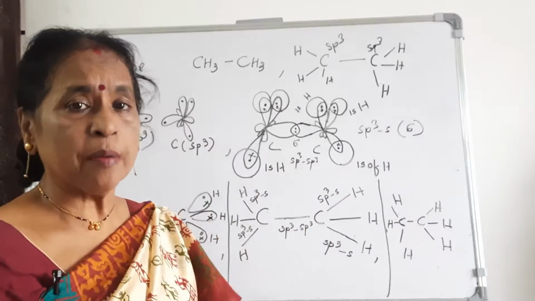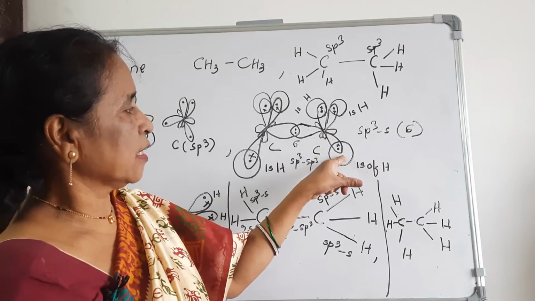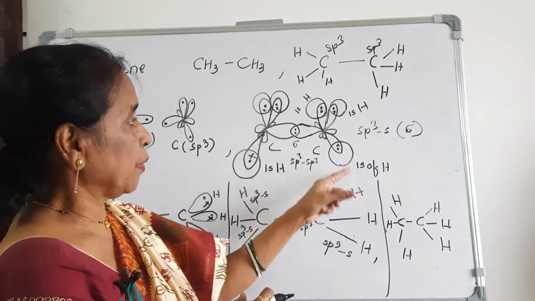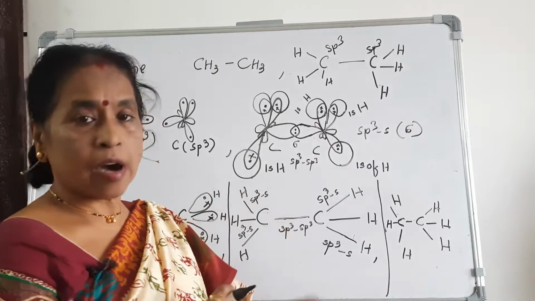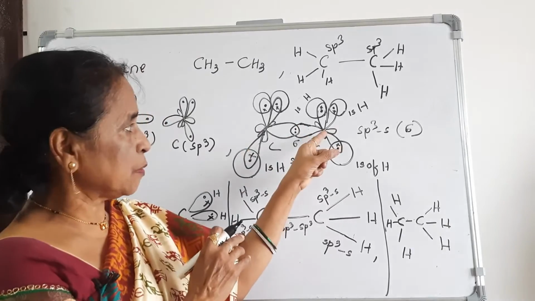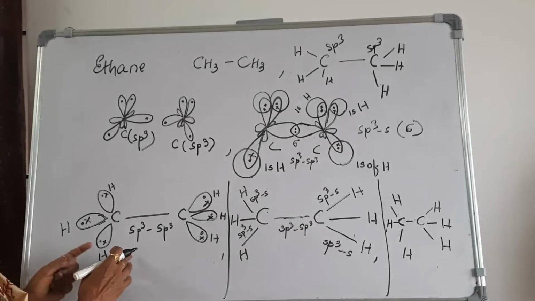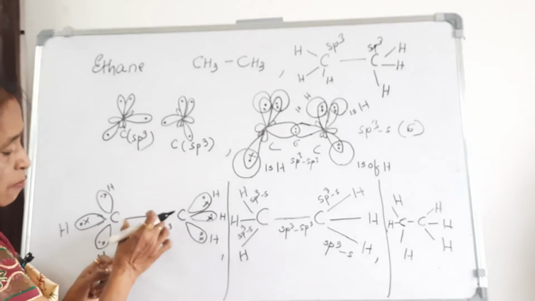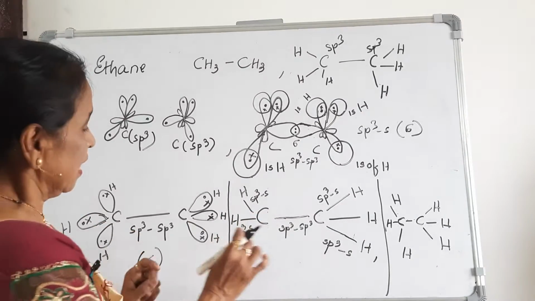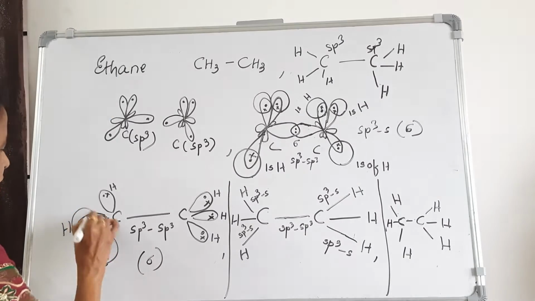How is the sigma bond formed? Head on head overlap, like this. Head on head overlapping. Here this is a sigma bond, this is sigma. Similarly, all the 6 bonds which are formed between sp3 carbon and the s of hydrogen are sigma. Similarly, the sp3 of carbon and this sp3 of carbon also form a sigma bond. Now you can see, first I showed you this is the sigma bond, and now here it indicates how the overlapping takes place. Here also one, here also one.